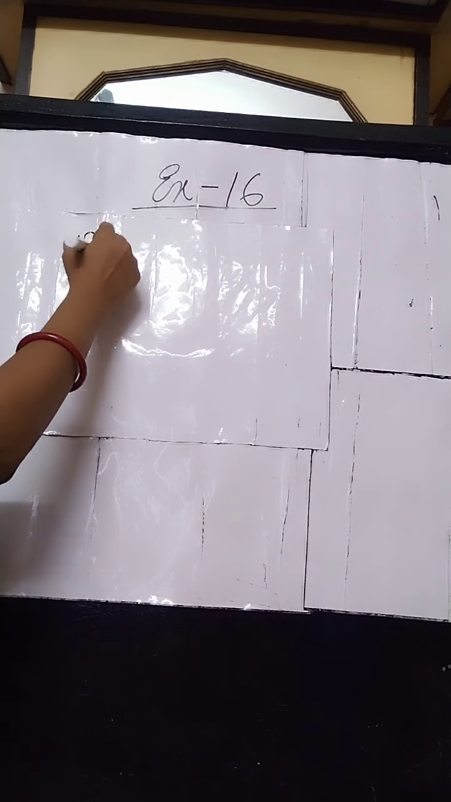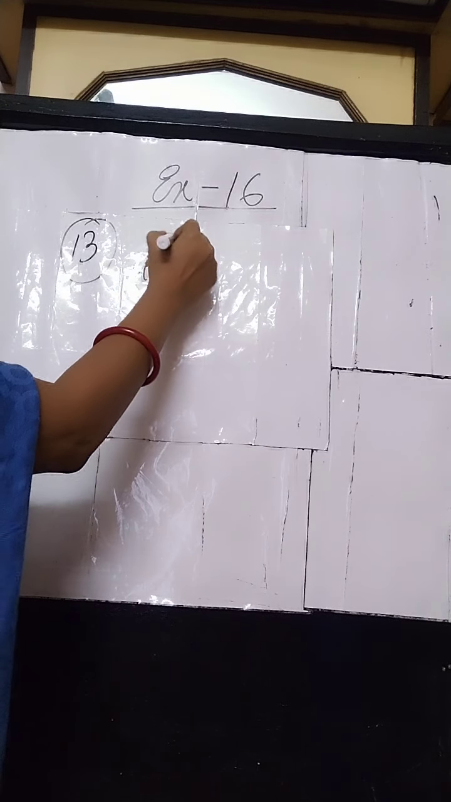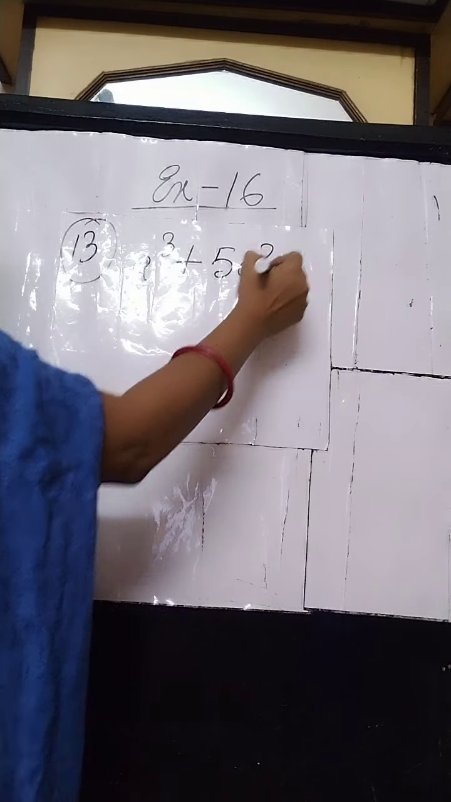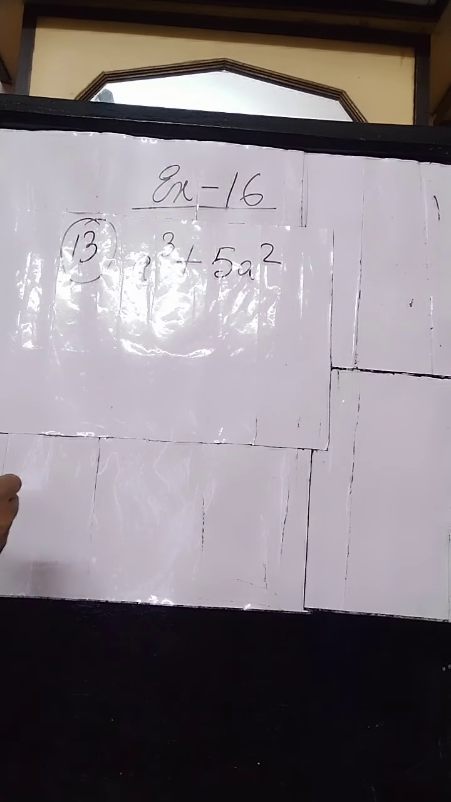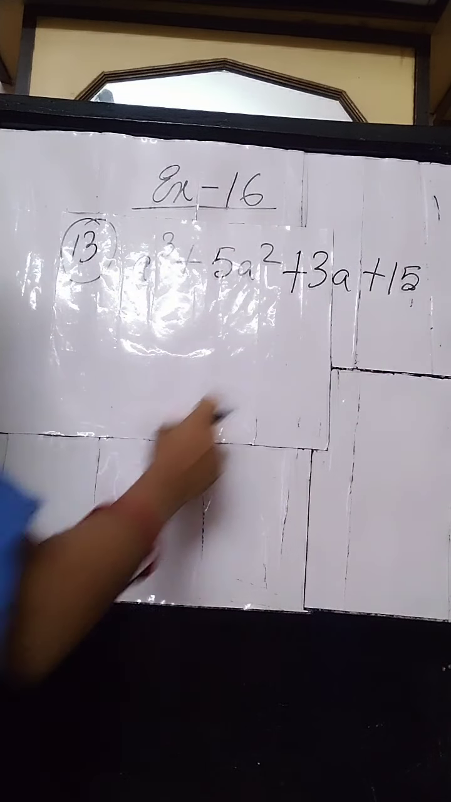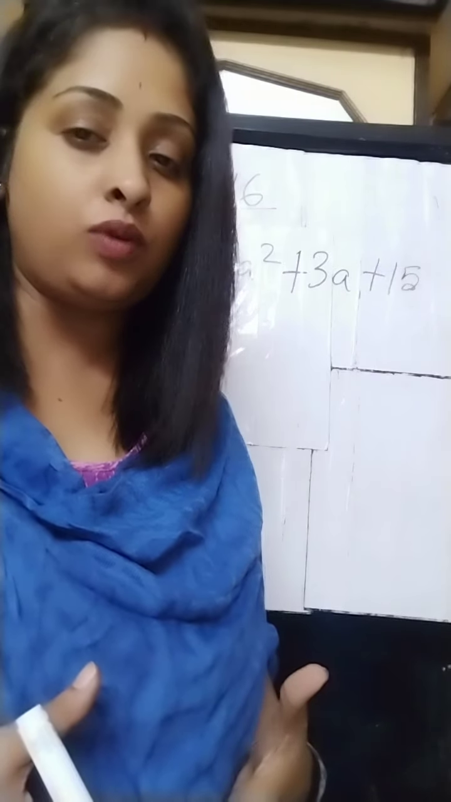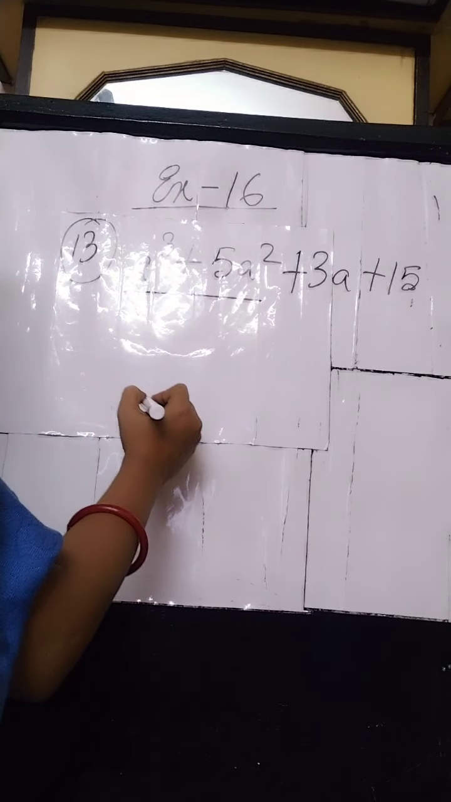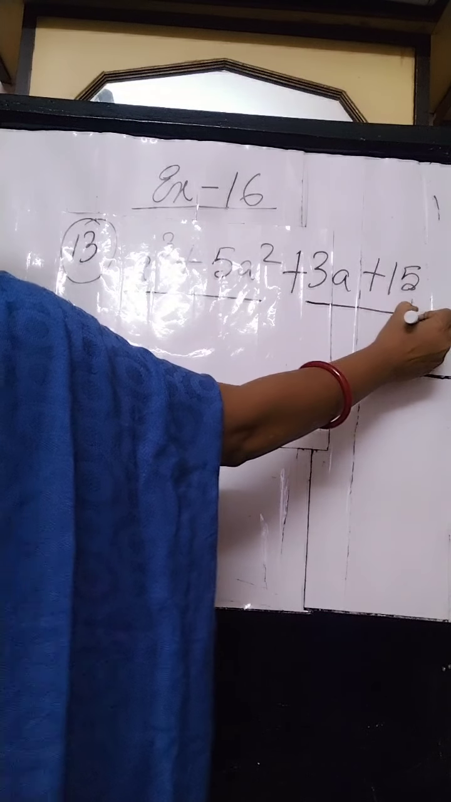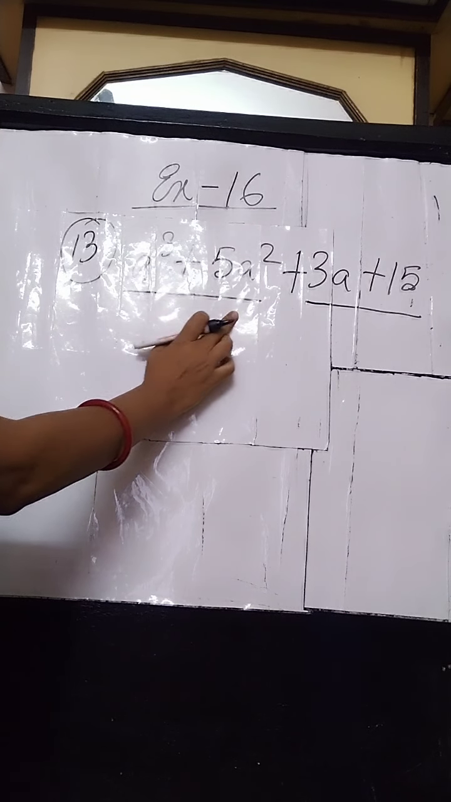In sum number 13 it is given a cube plus 5a square plus 3a plus 15. These are typical sums where you have to understand how to solve. In this type of sum, generally you first consider the first two expressions, that is a cube plus 5a square, and then the last two expressions. In the first two expressions, you can see there is a cube plus 5a square.